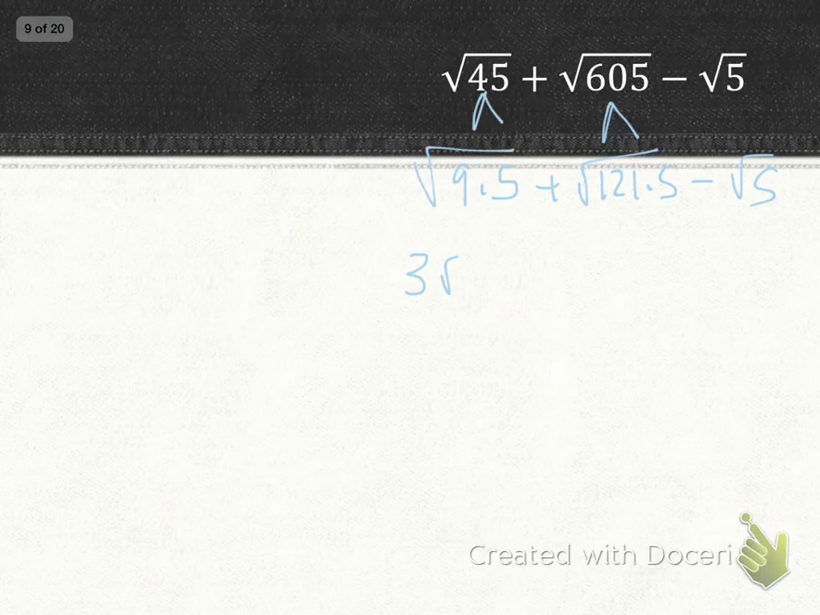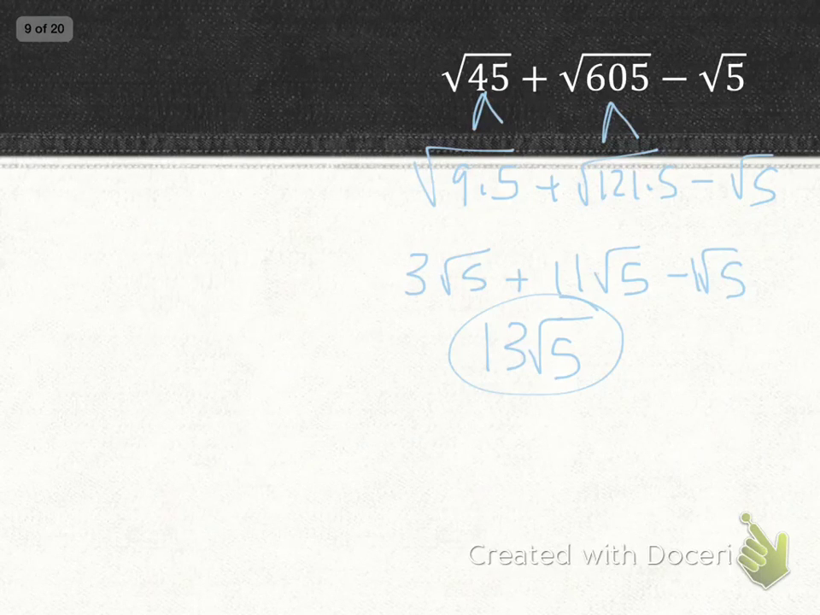The square root of 9 is 3. The square root of 121 is 11. And then I have the square root of 5, which has a 1 in front. So now I can add and subtract these because they all have the square root of 5. 3 plus 11 gets me 14, minus 1 gets me 13. And then the square root of 5 just attaches to it.